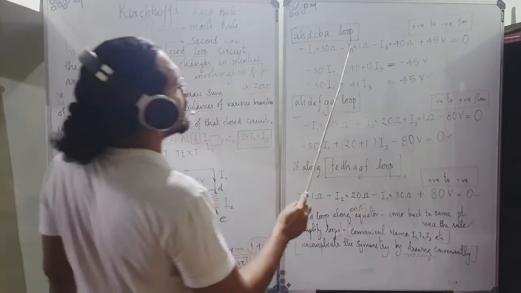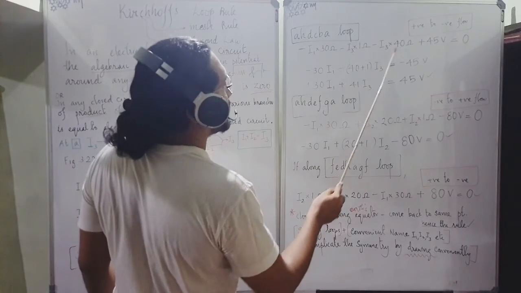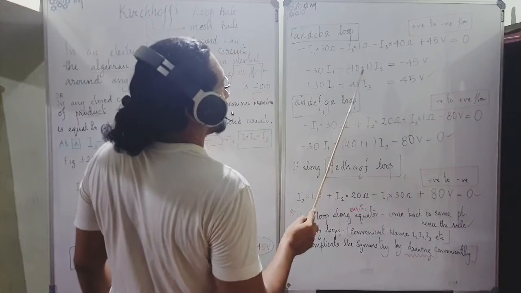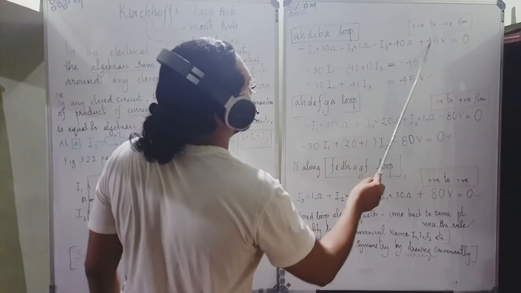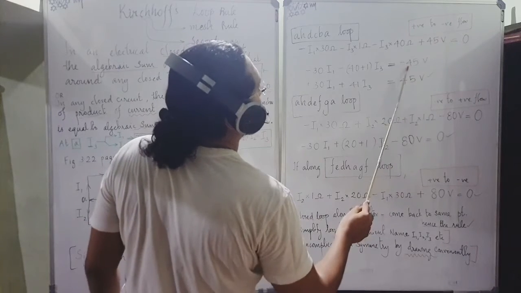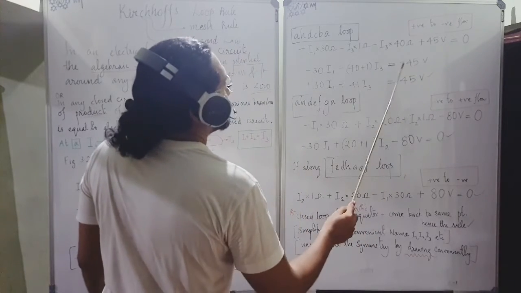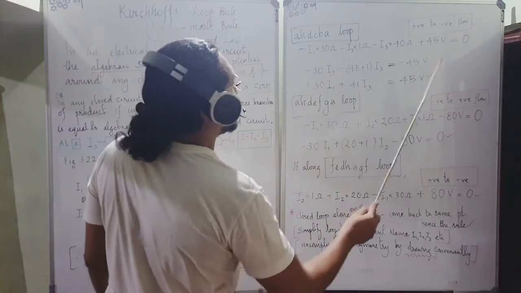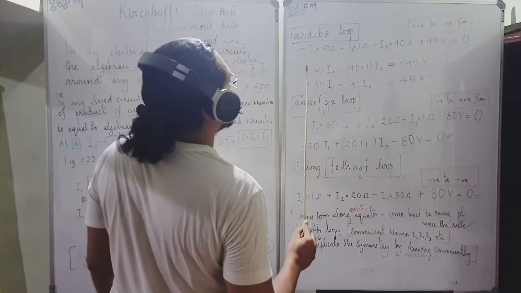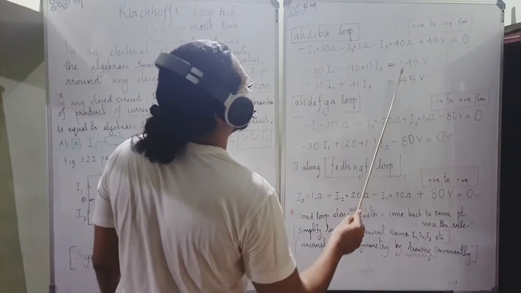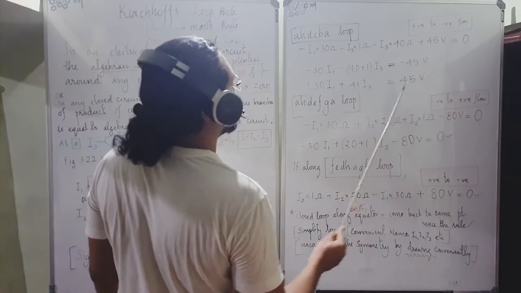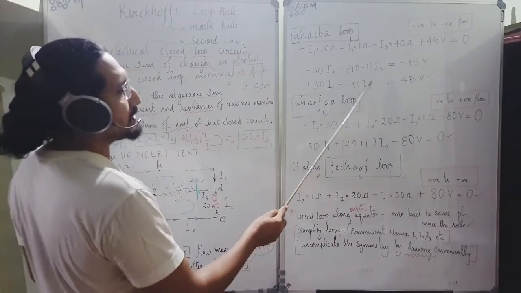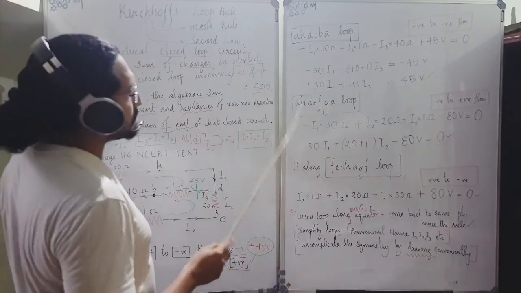So we can simplify all this. Minus I3, taking it out common, 40 plus 1, 41. That means negative 30I1 minus 41I3 is equal to minus 45 when taken to the other side. When we look at this, all things are negative, so multiplying the whole thing by negative, minus into minus is plus, minus into minus is plus. That means 30I1 plus 41I3 is equal to plus 45 volt. This is the explanation of the NCERT text for this loop.